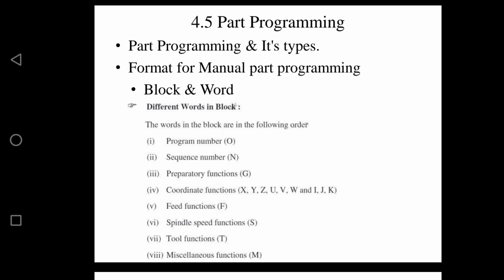That is represented by the letter T, and this word is needed only for machines with a tool turret or an automatic tool changer. For example, you have some VMC machines, vertical milling centers. In those machines you have automatic tool changers, so in such machines you use the tool function word. It indicates which tool is to be used in the operation.